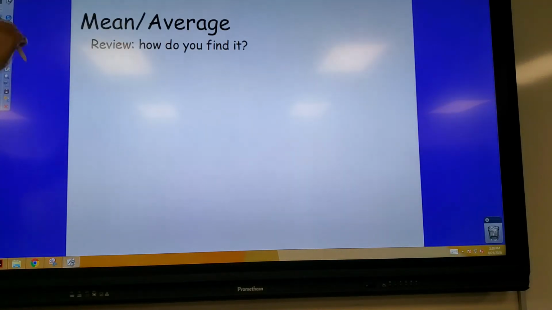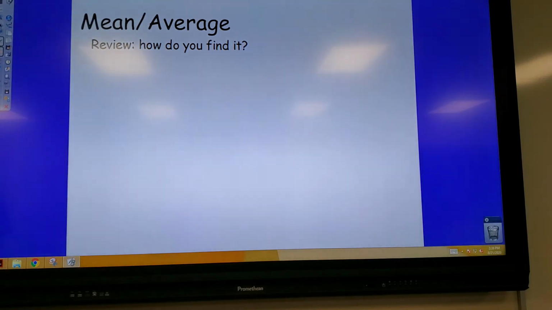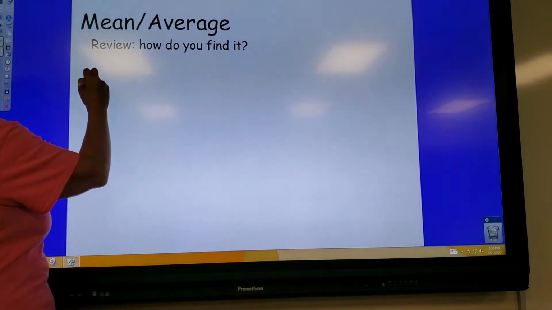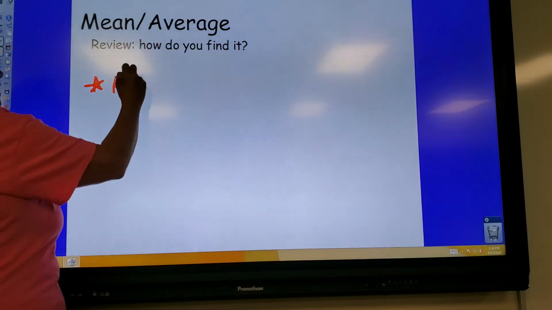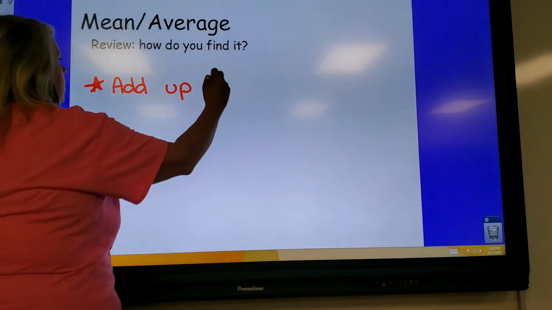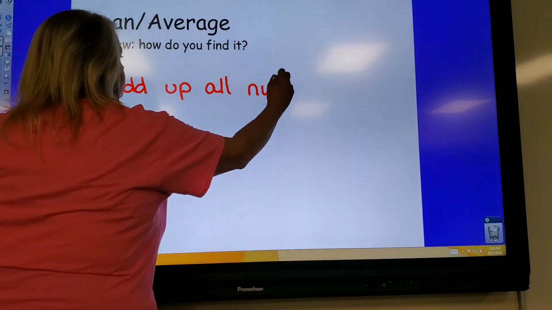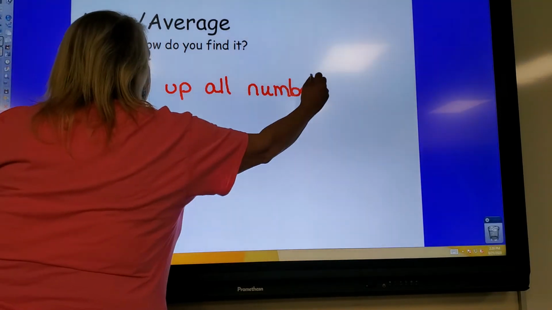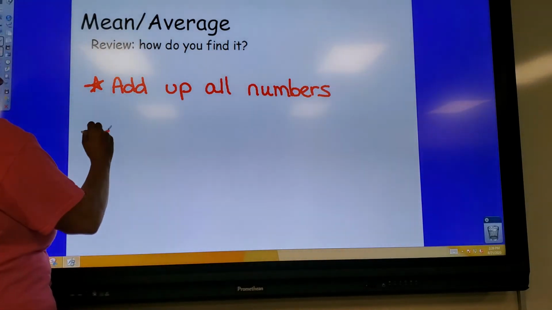Great. All right, mean, average. How do you find an average or a mean? Same thing. How do you find it? You add them, and then you divide. So the first thing you want to do is add up all the numbers, then divide by the amount of numbers there were.